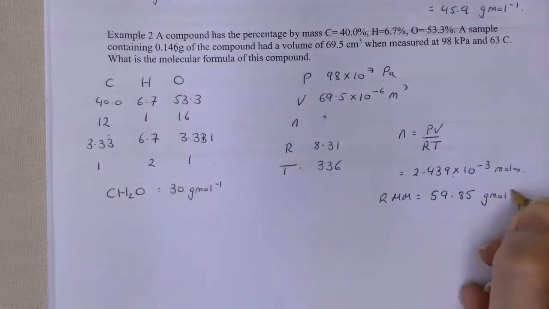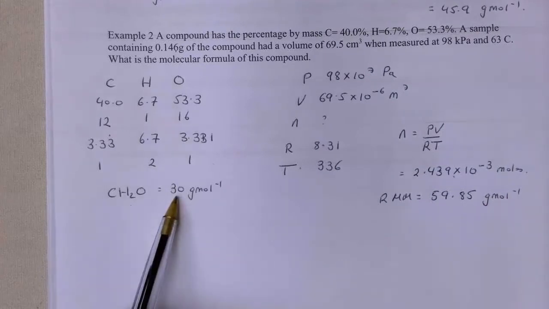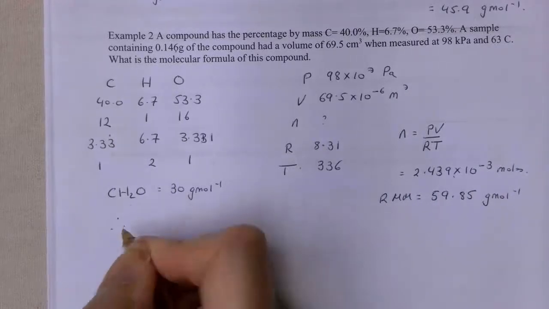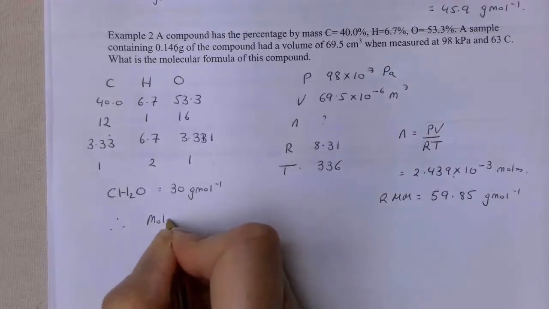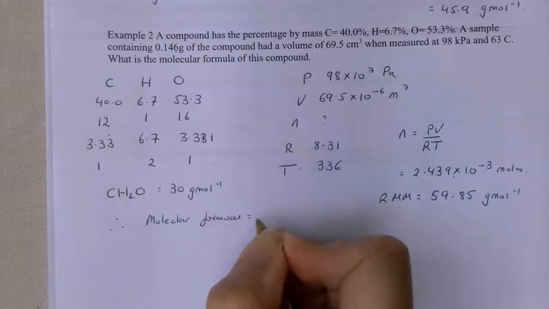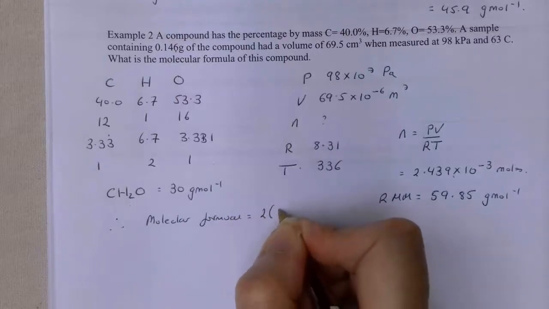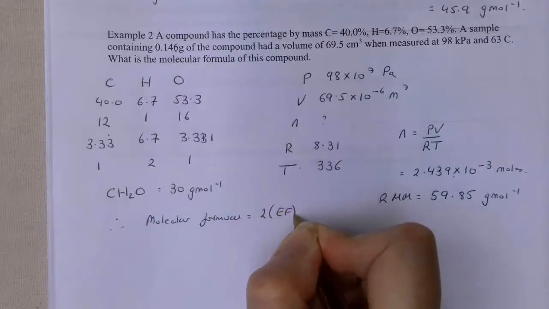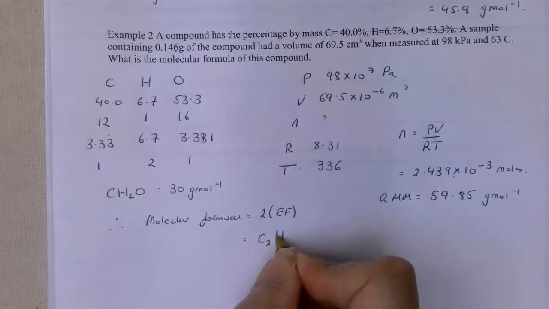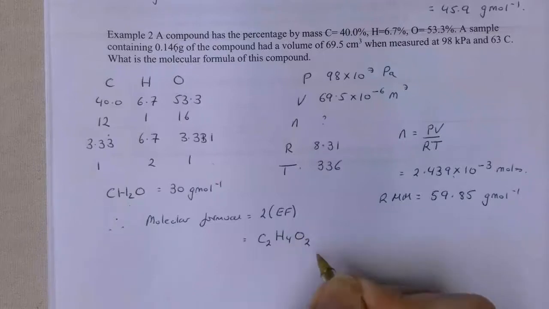grams per mole. Now you can see it's roughly double the empirical formula mass, or at least within the limits of my experiment. So I can therefore say that the molecular formula equals twice the empirical formula. So therefore we've got C2H4O2.